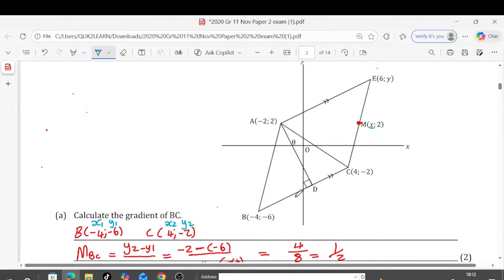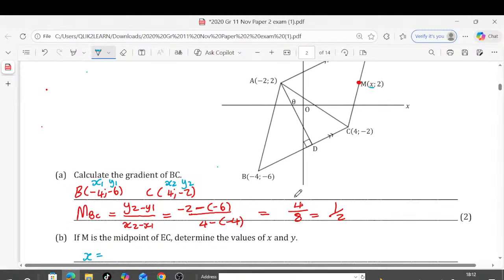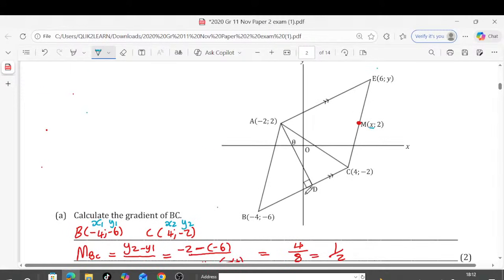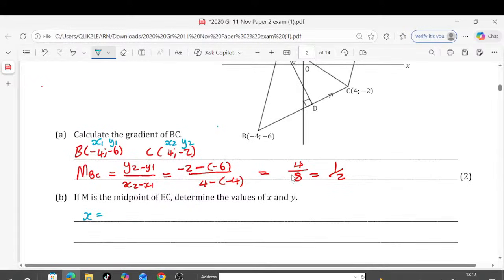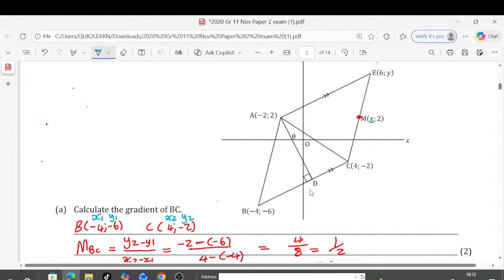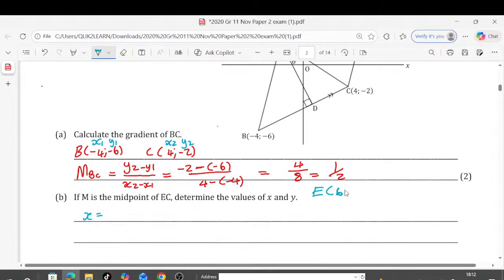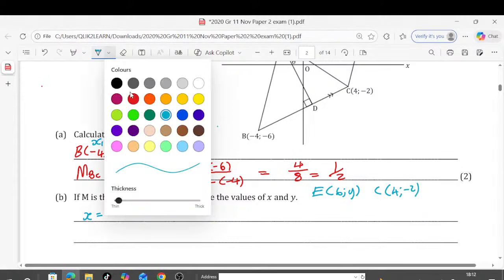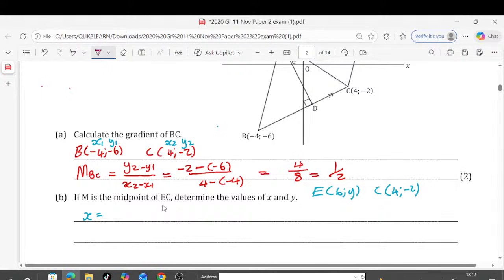Let's write our coordinates down. It's EC, or we can call it CE. The coordinate of E is given as 6, Y, and the coordinate of C is given as 4, -2. So now I know that it's EC, so E comes first. According to the midpoint of EC, I'm going to say this is my X1, this is my Y1, this is my X2, this is my Y2.